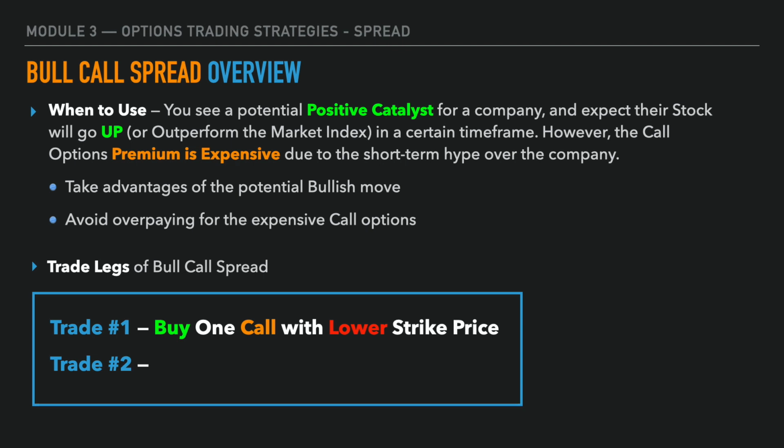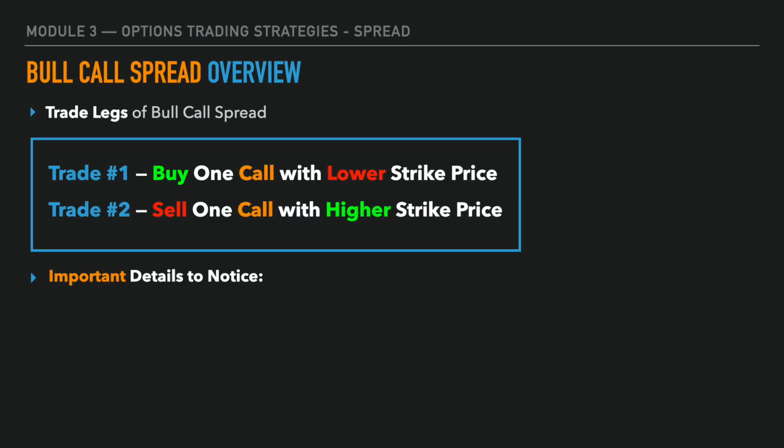First, you buy one call option with a lower strike price. Second, you sell one call option on the same stock with a higher strike price. So basically what you're doing is using the instant income from shorting a call option to finance your long call position. And here are some important details to notice.